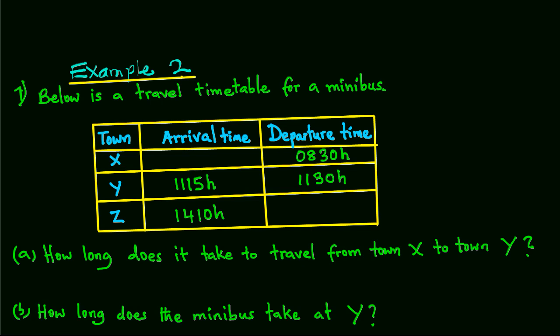So our first task is to determine how long does it take to travel from town X to town Y. So in this case, time taken will be equals to arrival time minus departure time. So this is 11:15 hours minus 08:30 hours. So this translates to 2 hours 45 minutes.